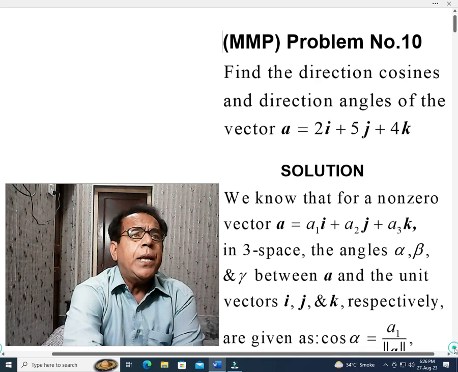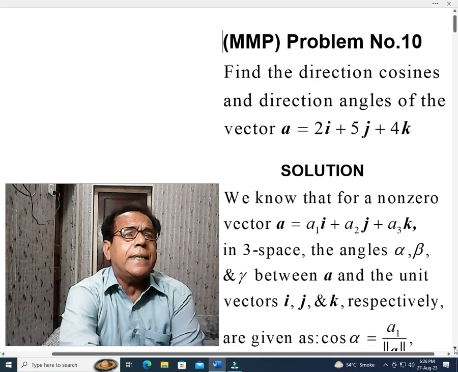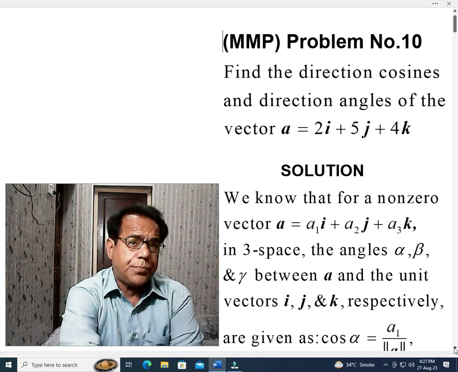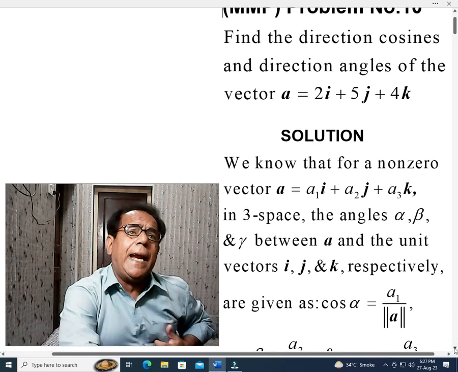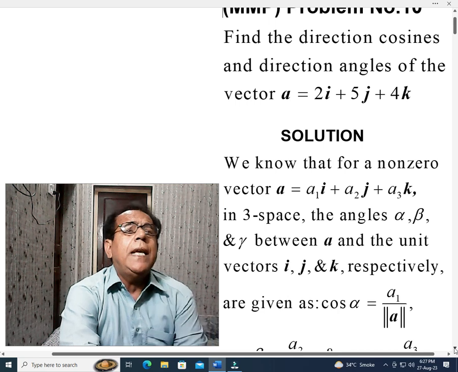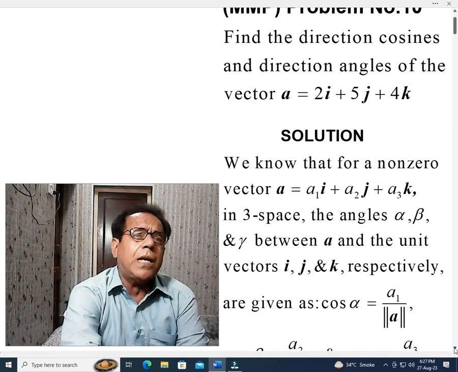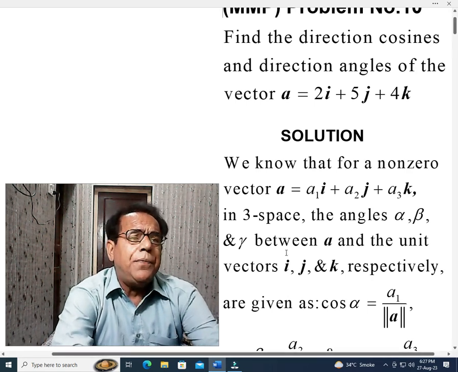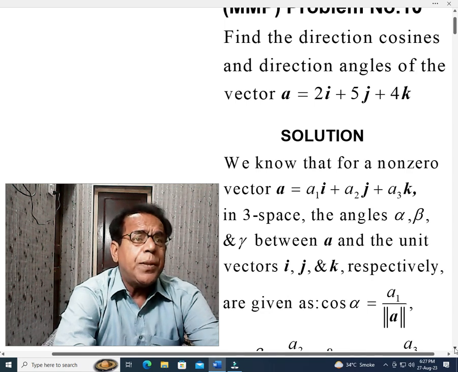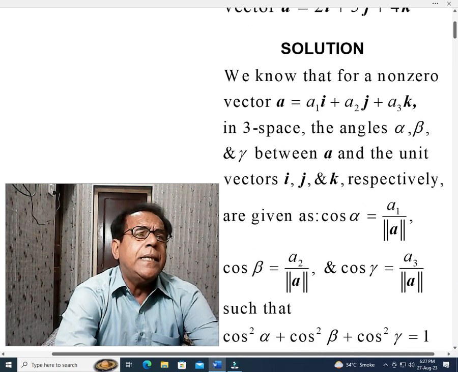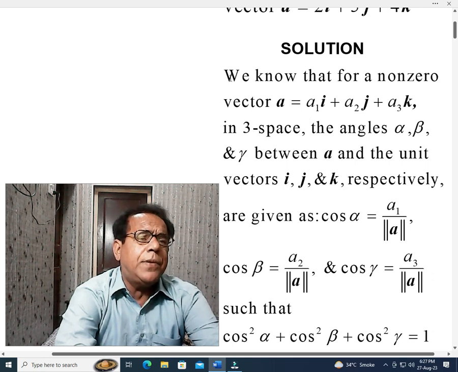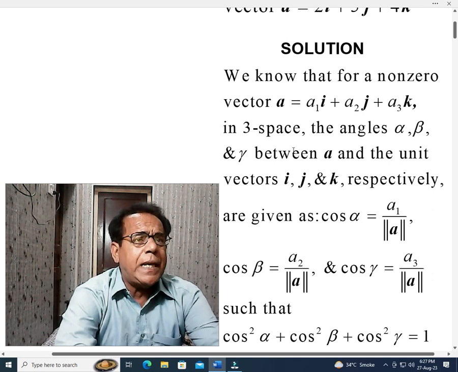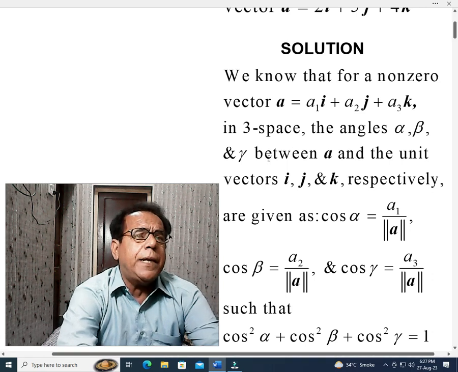Find the direction cosines and direction angles of the vector a equal to 2i plus 5j plus 4k. That is alpha, beta, gamma, as well as cos alpha, cos beta, cos gamma. These things we have to calculate. First, we develop a foundation for this problem. This basic foundation level wording will be repeated in every problem, but in order to save time, we will skip explanation of this portion.